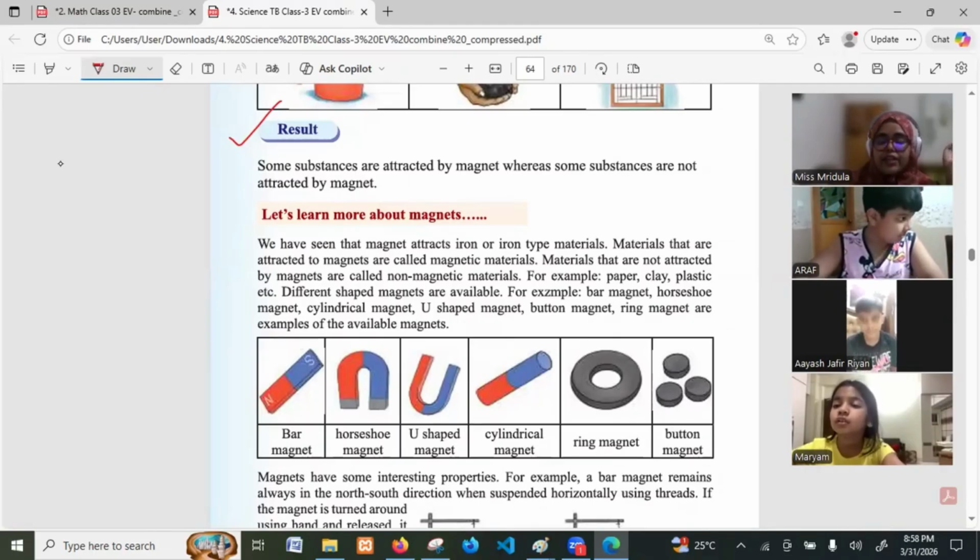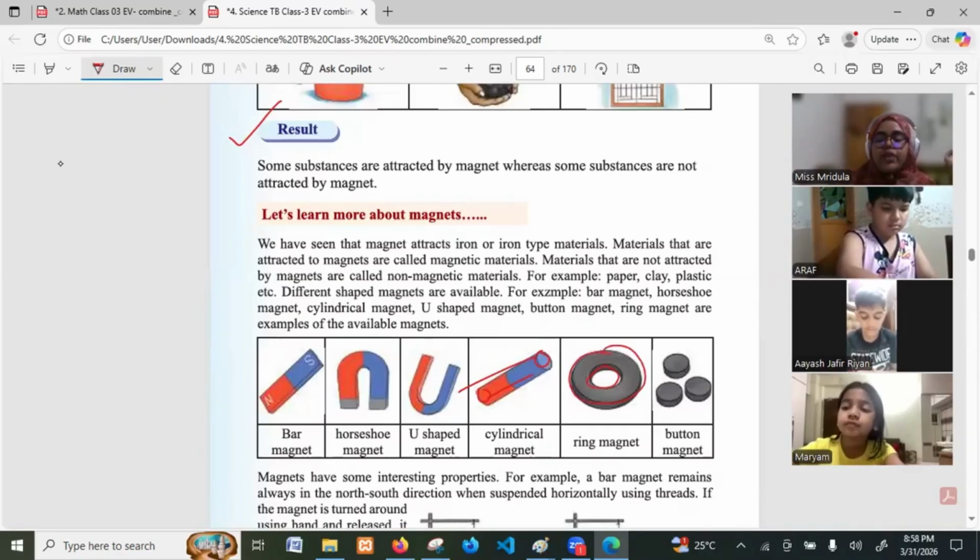Then if it's a bit thin, then it will be called a U-shaped magnet. If it is a cylinder in shape, like a rod or something, then it will be a cylindrical magnet. You can see it is looking like a ring. So it is a ring magnet, and these are looking like buttons. So they are button magnets.